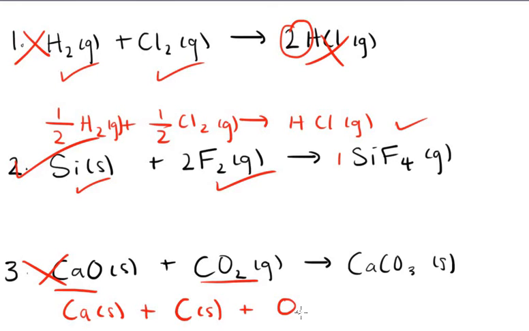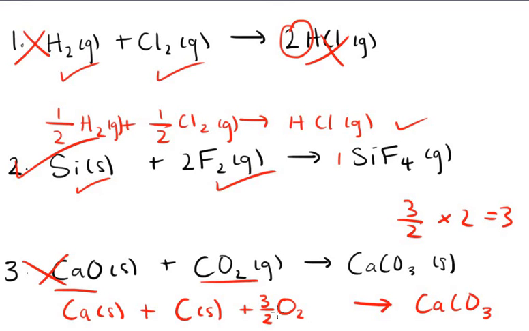Oxygen is a little tricky. We know it has to form calcium carbonate, and it has to be balanced too. So calcium, calcium, carbon, carbon. But there are 2 oxygens here and 3 here. We can't change the coefficient here, so we have to add a 3/2, because 3/2 times 2 is equal to 3. So we have 3 oxygens here, 3 oxygens here. This is the correct formation reaction.